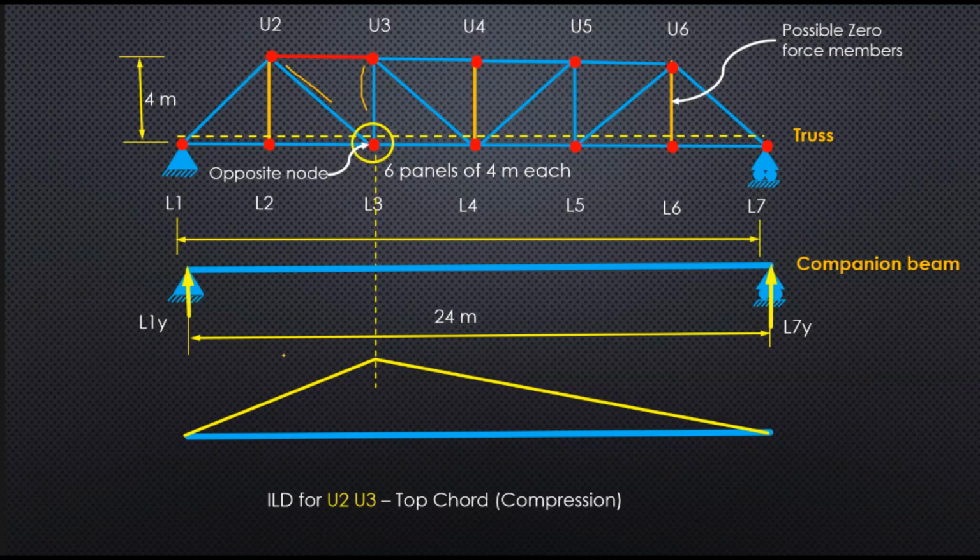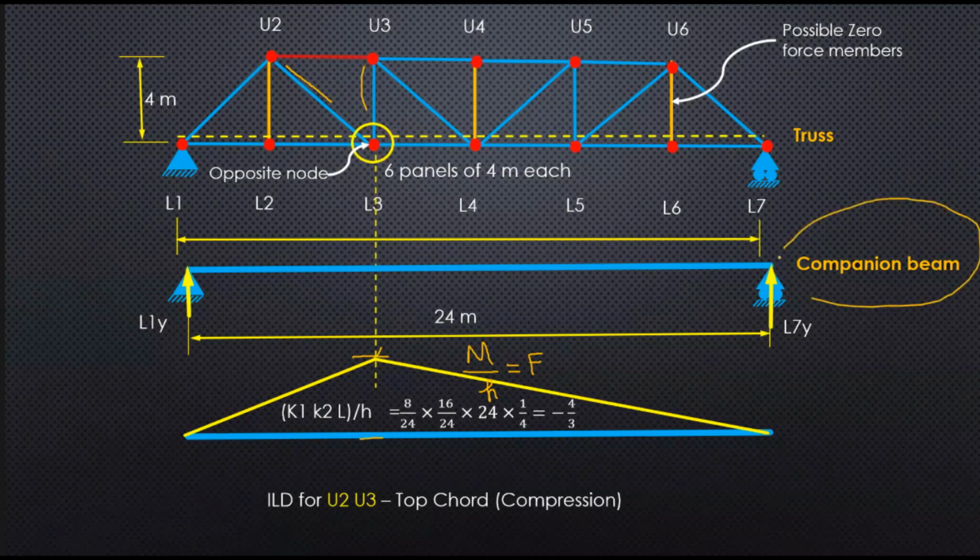Now, what is a moment? I can get the coefficient, but the number is not important. A moment is nothing but two equal and opposite forces separated by a distance. So very simple: I have the moment value M, and I divide it by the height, then I should get the force in the member. So just by drawing the companion beam bending moment diagrams, I can easily find the member forces.